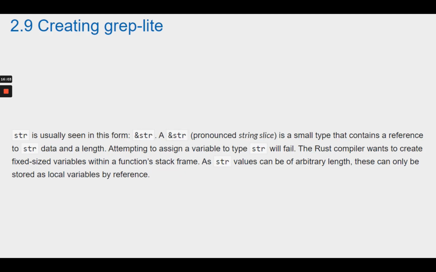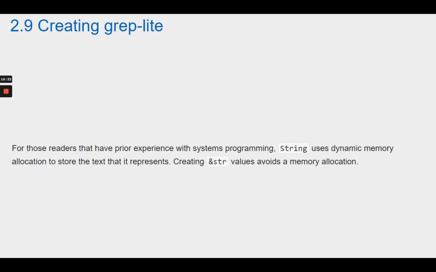str is usually seen in this form, &str. A &str, pronounced string slice, is a small type that contains a reference to str data and a length. Attempting to assign a variable to type str will fail. The Rust compiler wants to create fixed-size variables within a function stack frame. As str values can be of arbitrary length, these can only be stored as local variables by reference.